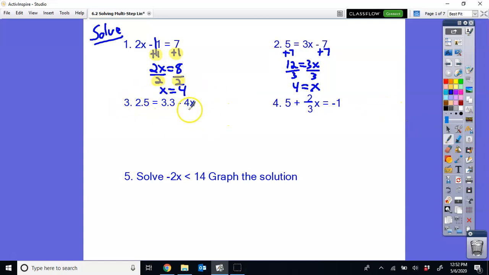On the next one, little trickier here. It is a positive 3.3, not subtracting 3.3. So you need to subtract because it is a positive 3.3. The negative in front of this 4x still stays there. That is a minus 4x or negative 4x. Then you do 2.5 minus 3.3.